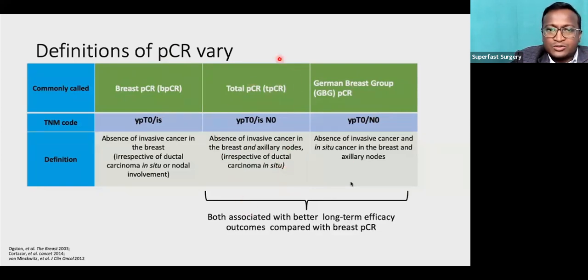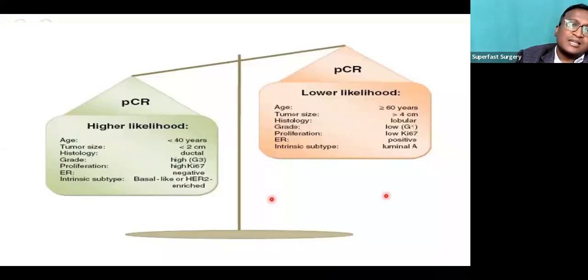Okay, so you must know this total PCR. This you can remember if you are interested. Now, what are the tumors that have higher likelihood of PCR? Means you have given neoadjuvant chemotherapy, you have done surgery, and there is no disease in the histopathological report. So when the patient is young, when the tumor size is small, when the histology is ductal, when there is high proliferative index, when the grade is high, when the hormone receptor is negative, and when it is basal cell-like or HER2 enriched. So there, we have high chance that there will be no tumor on histopathological report. While those contrasting characteristics will have lower likelihood of achieving pathological complete response.